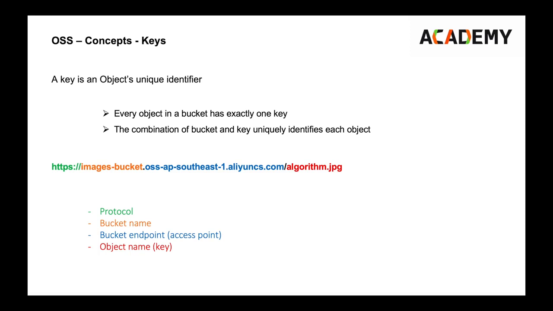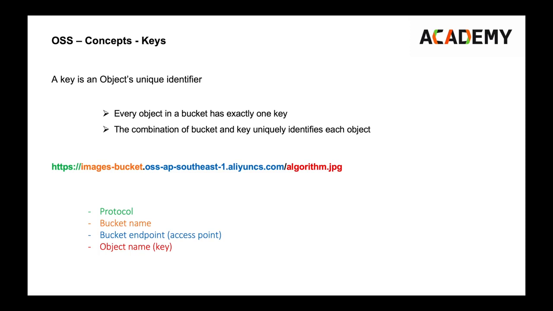So if you combine the protocol, HTTP or HTTPS, plus your bucket name, plus your bucket endpoint, which varies, each Alibaba Cloud region has its own bucket endpoint, plus the object name, if you take these four things and combine them, you get a URL that points at a particular object within a particular bucket, and that URL is unique globally.